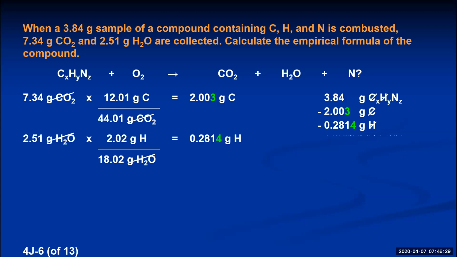So by subtraction, we can determine that this unknown compound must have contained 1.5556, and then 1.56 to the right significant figures, grams of nitrogen. So we now know the masses of all 3 elements that make up the compound, and you need to be able to determine the masses of the 3 different elements in the compound if you want to get its empirical formula.